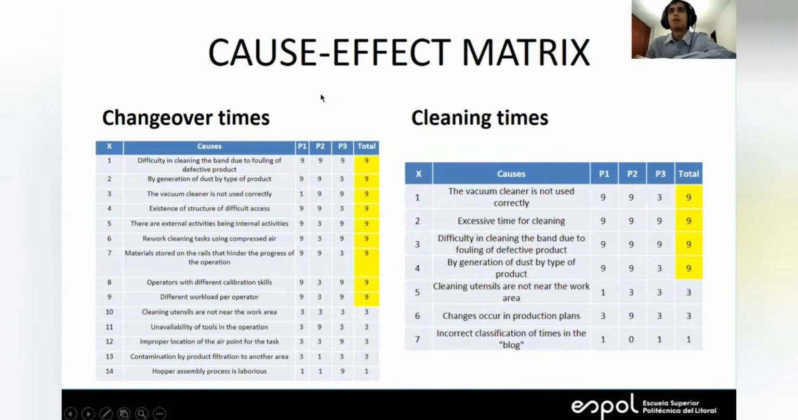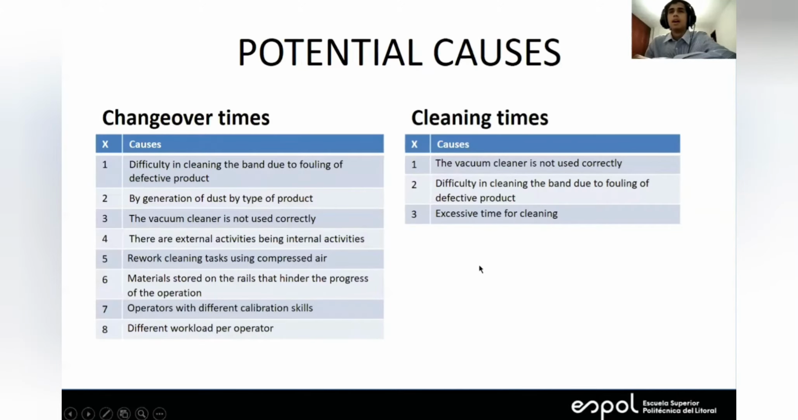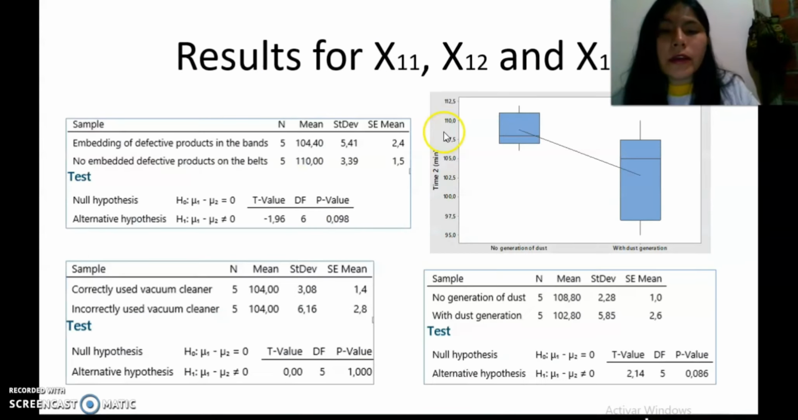After this, with the help of the leader of the packaging area, the leading operator and an assistant, the weighting of these causes was carried out with a cause-effect matrix and Pareto diagram. All this left us with the causes that could be the most important: 8 causes for the changeover time and only 3 for cleaning times. The causes verification plan is used to define the variables with high impact.